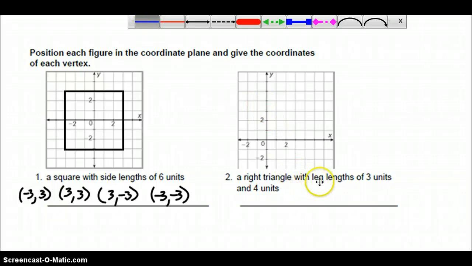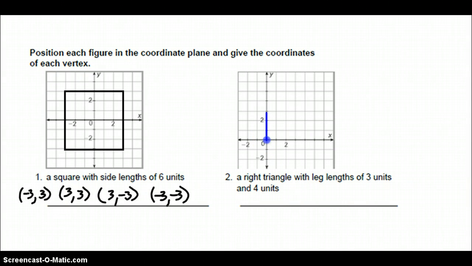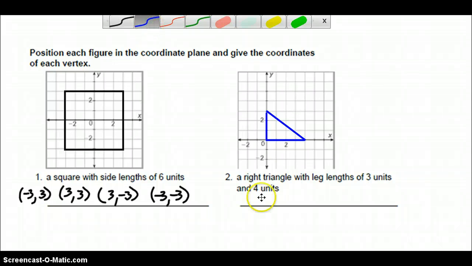We are going to count 3 units for one leg, so you can pick horizontal or vertical. I'm going to pick vertical for that 3 unit leg length, and 4 units for the other leg. So I'm going to go over this way 4. And then I have to finish by constructing the hypotenuse, and there is our triangle that is 3 by 4. We need to fill in those coordinates though. One coordinate's the origin, 0, 0.